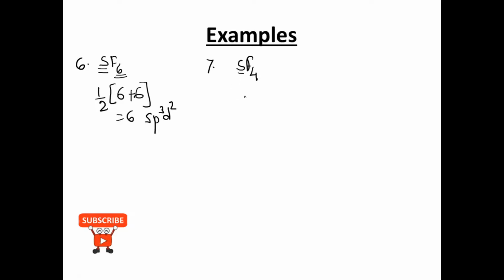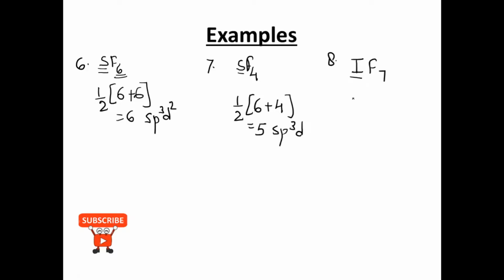Sulfur again is the central atom. So half, 6 electrons in the valence shell plus number of monovalent attached, 4. So 10 by 2, 5. So the hybridization is sp3d.